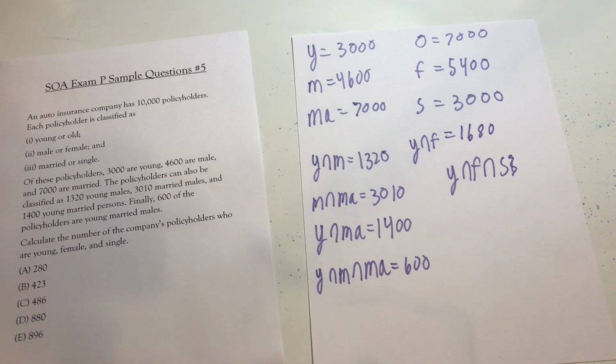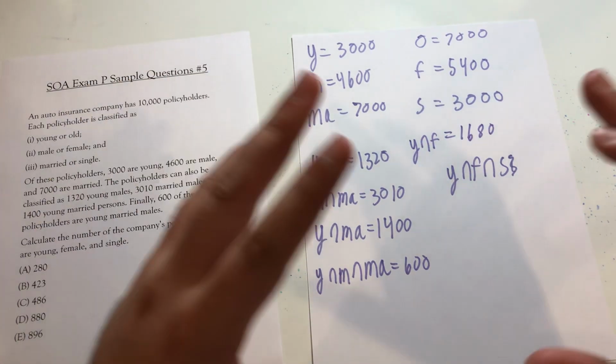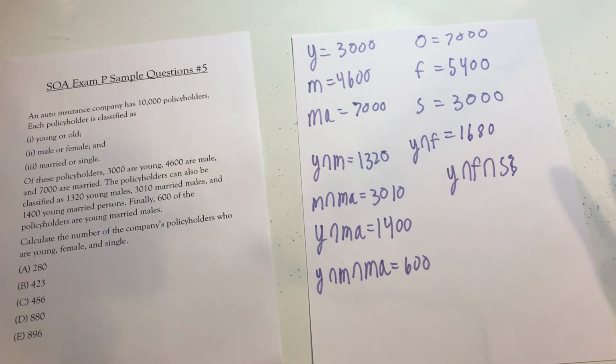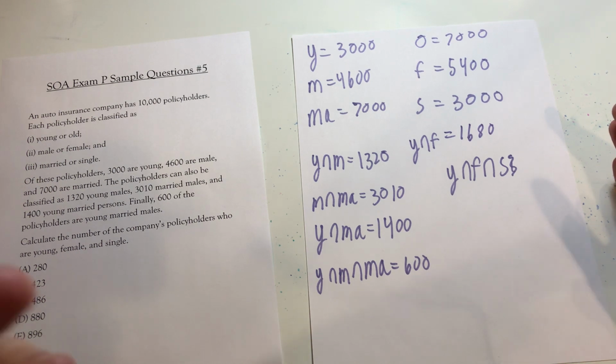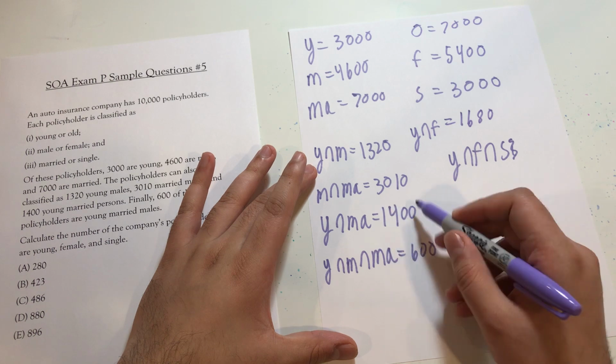Okay? Now we've got this group of young females, and some of them are married and some of them are single, and we want to figure out which is which. Here's a way to do that. We know that 1,400 people are young and married.